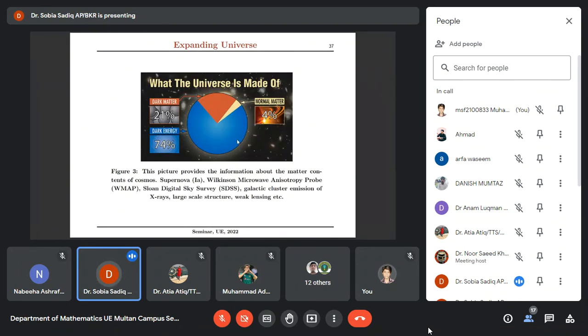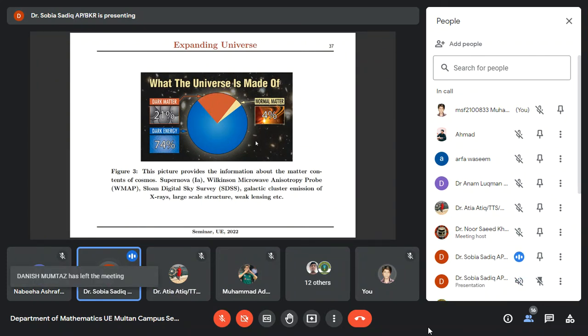This figure shows what the universe is made of, and here are the contents of the universe. So 4% of our universe represents normal matter, while 21% is dark matter, and the other 74% is dark energy. And this blue portion is basically responsible for the accelerated expansion of our universe.